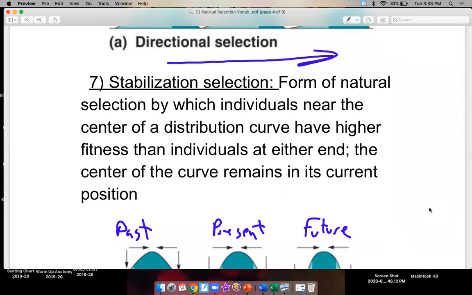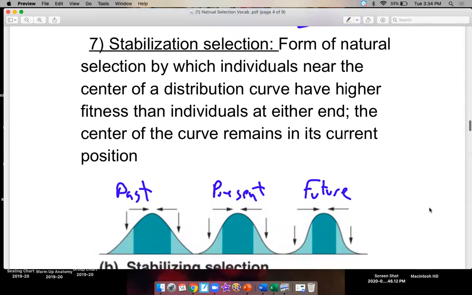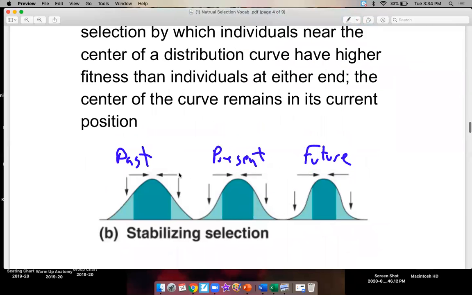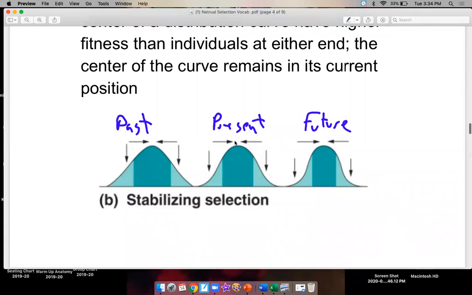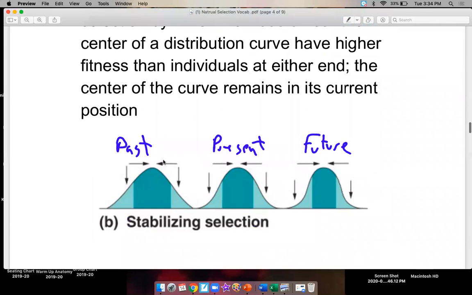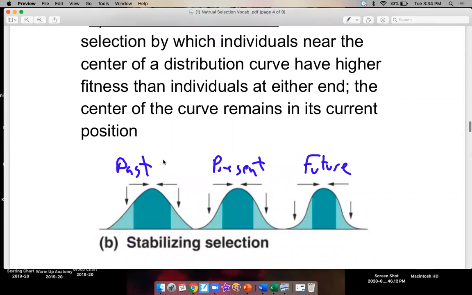Stabilizing selection, a form of natural selection by which individuals near the center of the curve have higher fitness than individuals near their end. And then the center of the curve remains its current position, meaning we're not moving side to side. Here, the bell curve moved over. Here, the bell curve is not moving, it's just getting thinner, right? Turns out, they're already in the good trait, right? Being medium-sized in this environment is good.